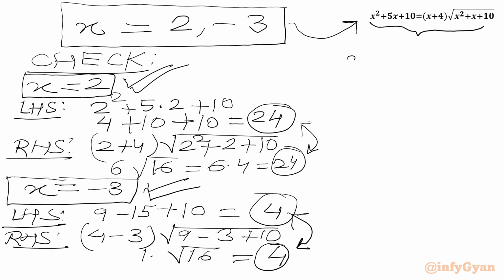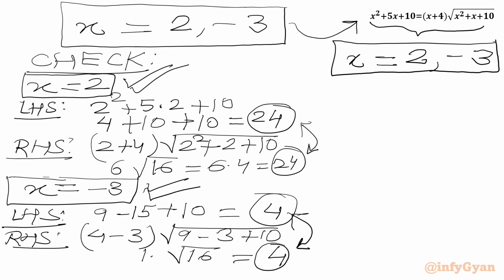So for our equation we can say there will be two real values of x which will satisfy our equation: x equal to 2 and x equal to minus 3.